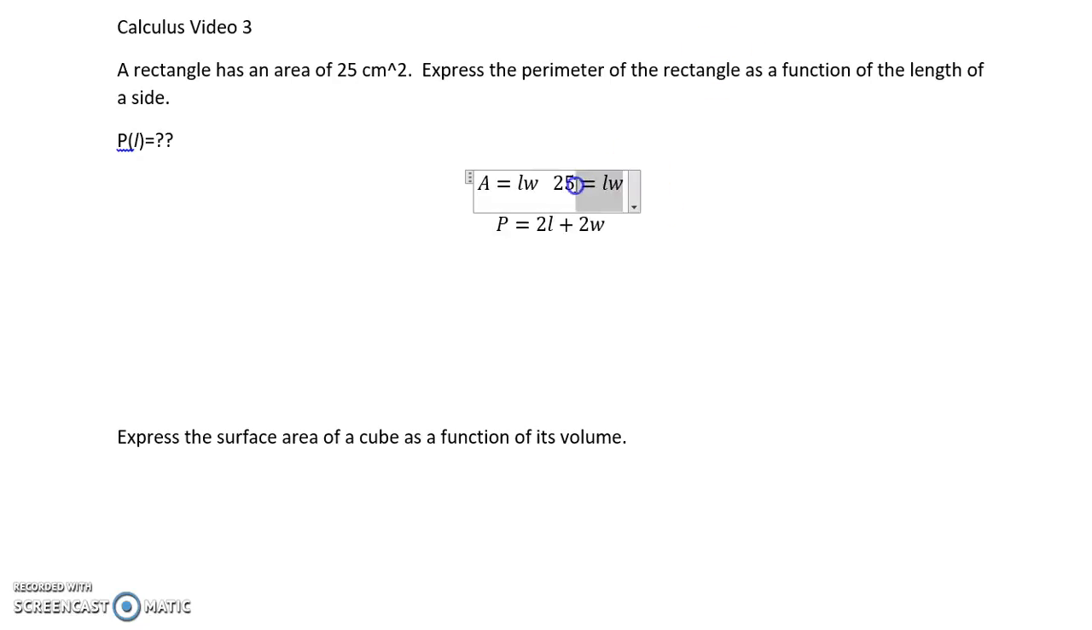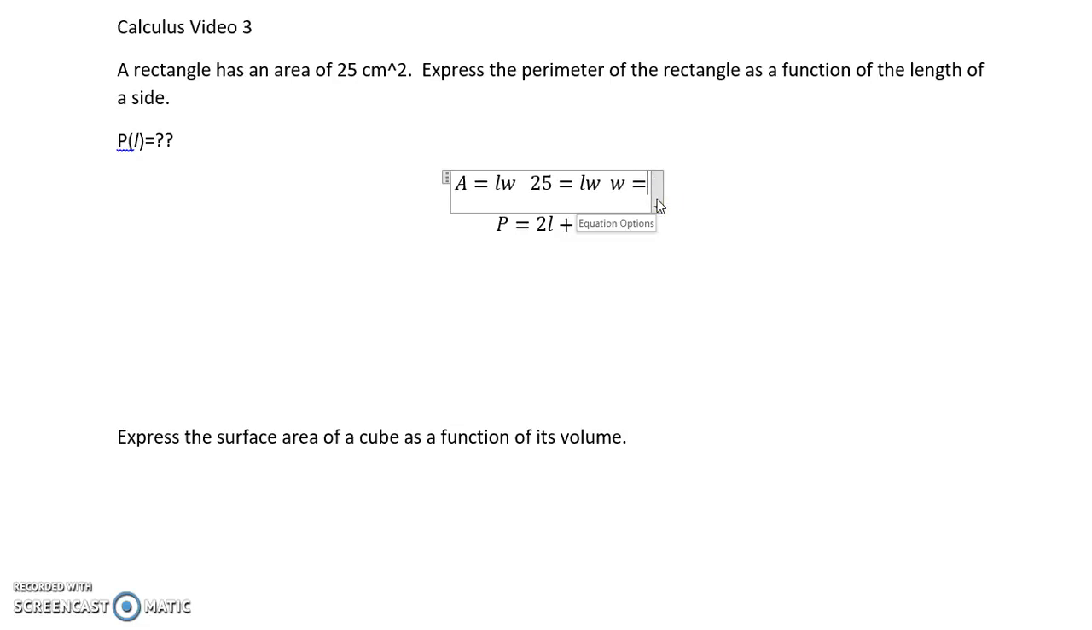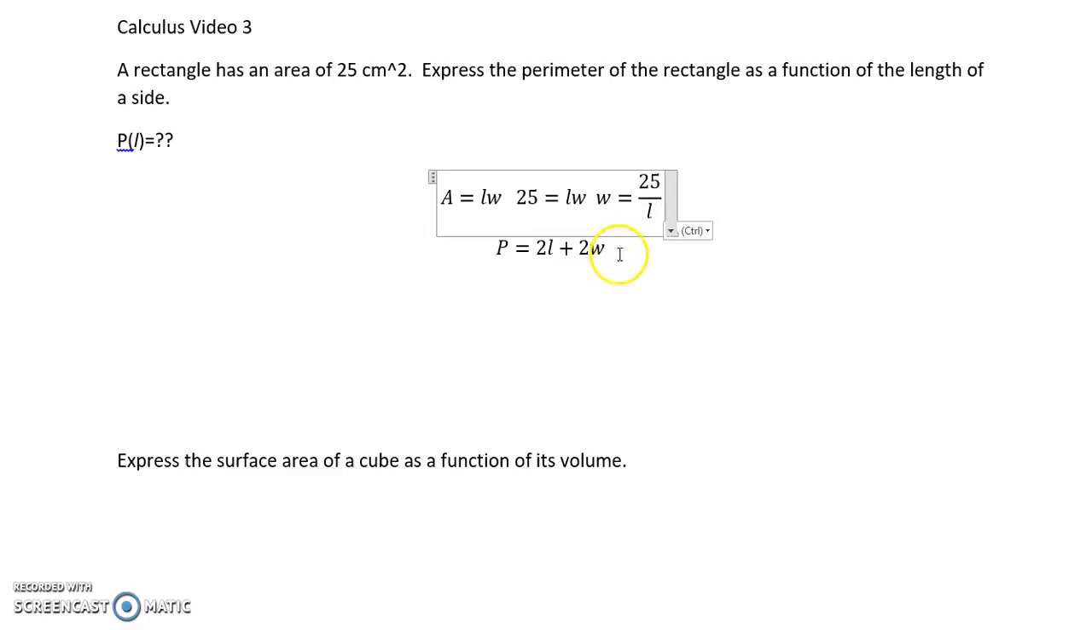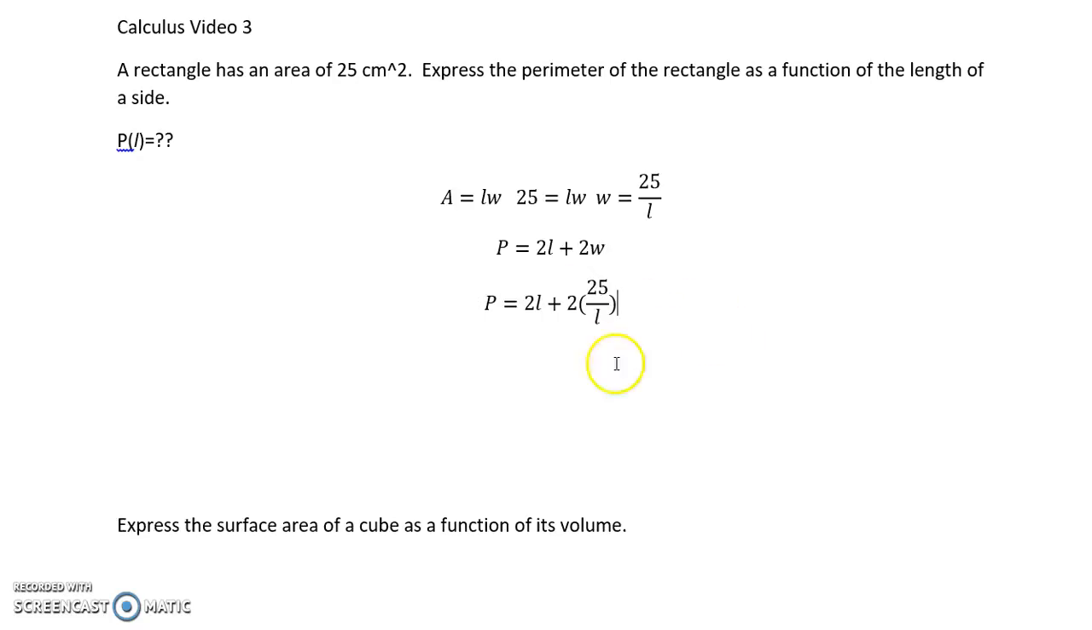Well, think about it. This is an easy one to solve. W, right, is going to equal 25 divided by L. So if I take this equation, 25 divided by L, I can come down here and actually just plug in for W. So P would equal 2L plus 2 times 25 divided by L. And now we have a function that meets this requirement. And if I wanted to make it so it looked like a function, I could just put the L inside there.